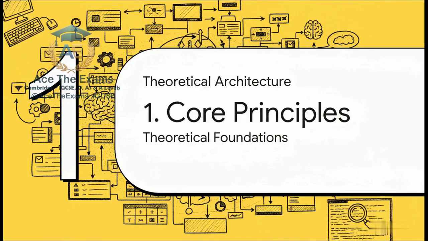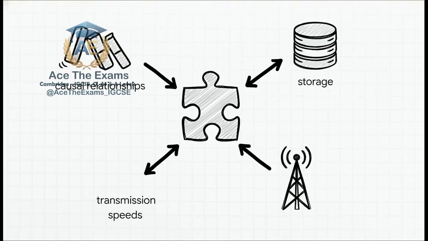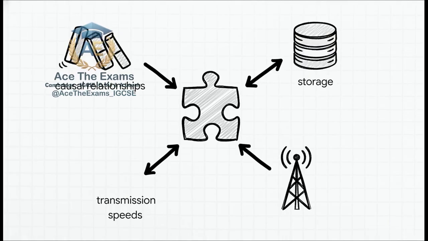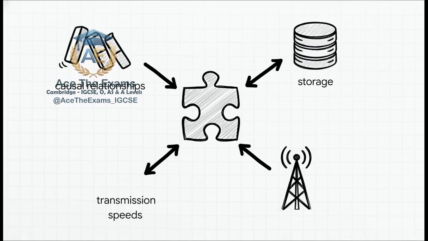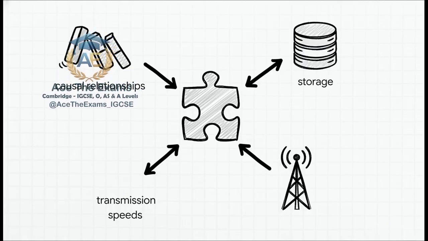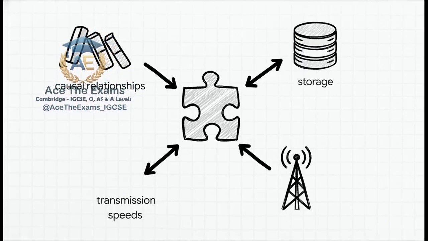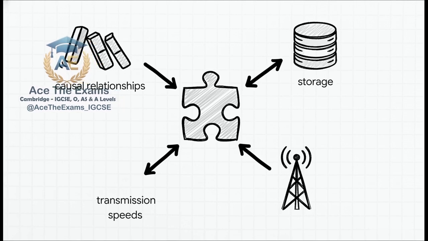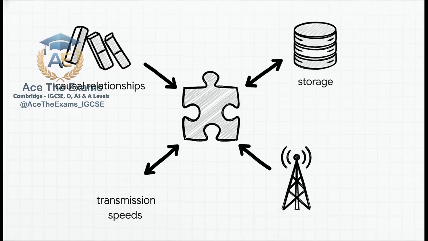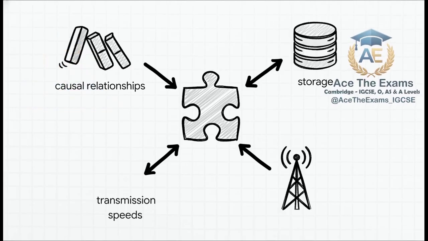Section 1. Core principles. Let's establish that fundamental knowledge base. The foundation of any top-performing strategy is a bulletproof theoretical architecture. You need precise definitions, causal relationships, integration with other syllabus areas, and evidence-based reasoning. Now, to actually apply these principles, top students use something called the PEAL framework. That stands for Point, Evidence, Explanation, Link.